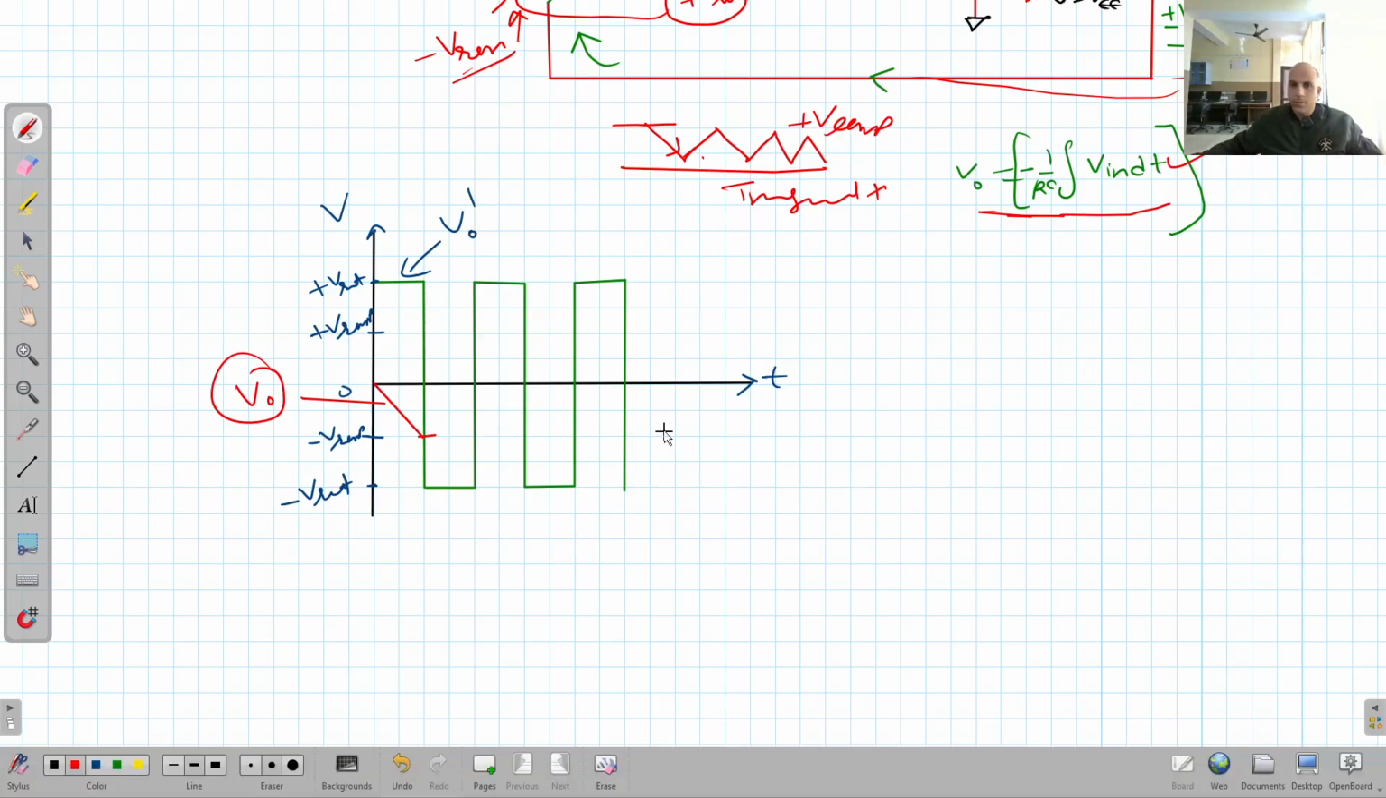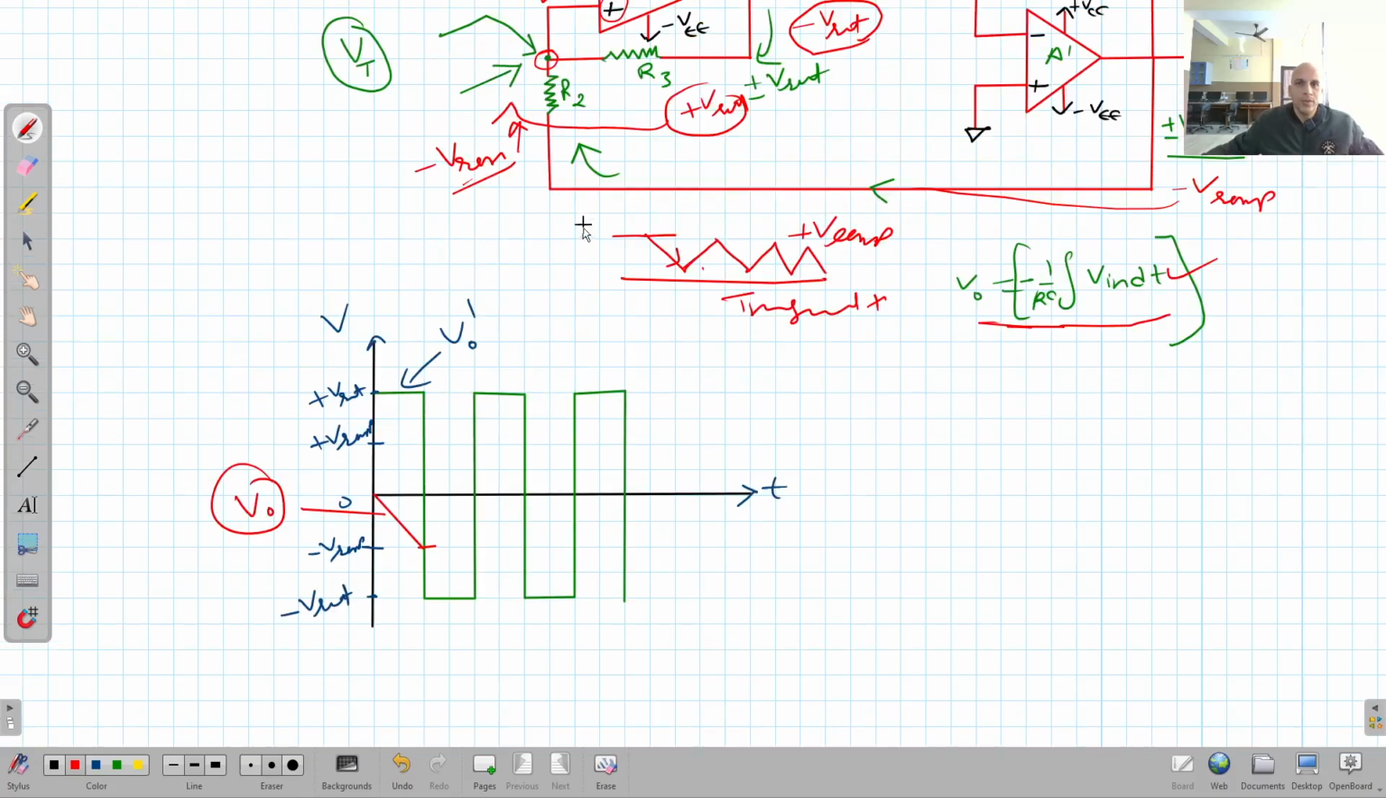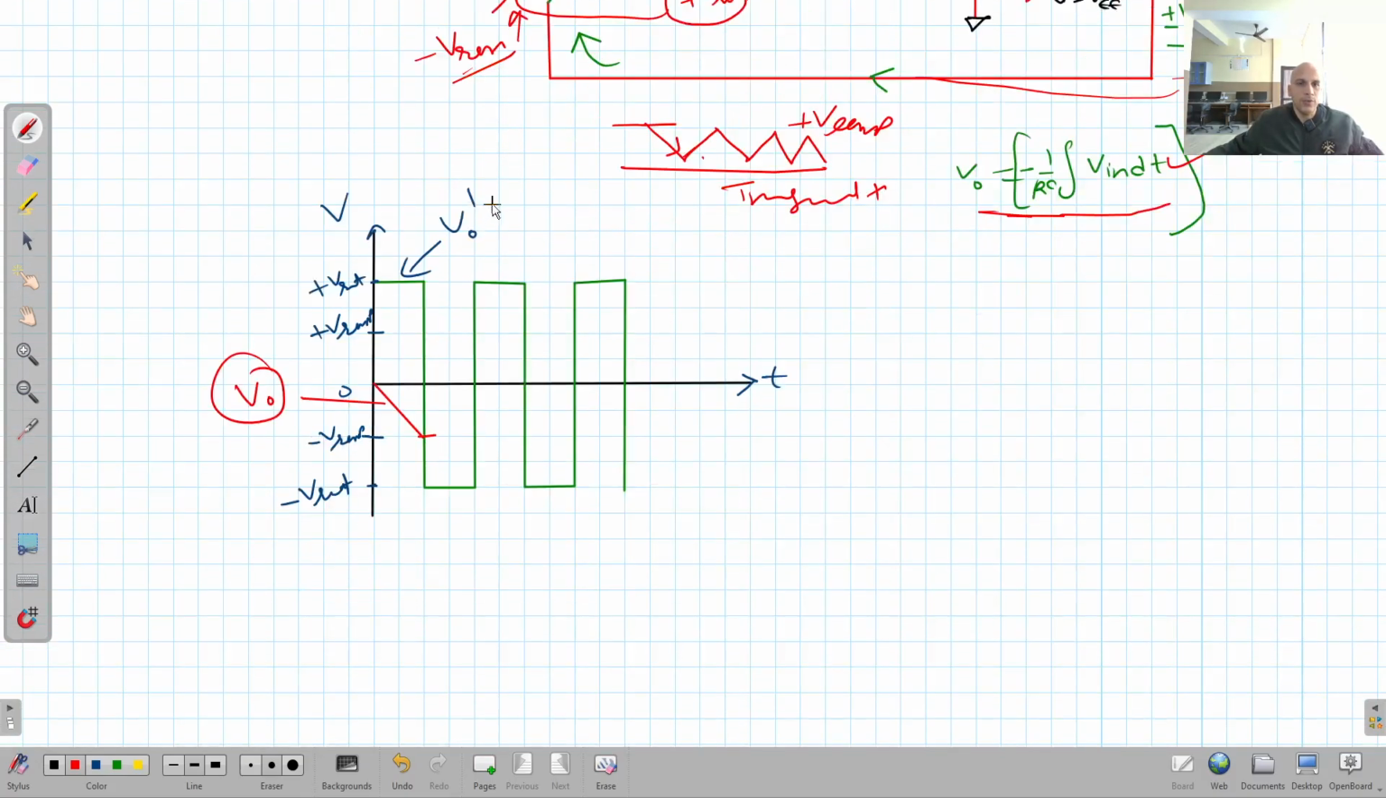So you can see from here that I told you that when this ramp wants to go beyond this point, you can say the output changes from plus V saturation to minus V saturation. It is clear from here.